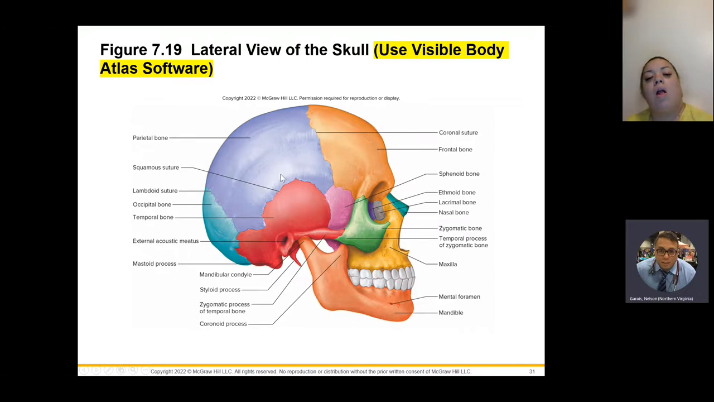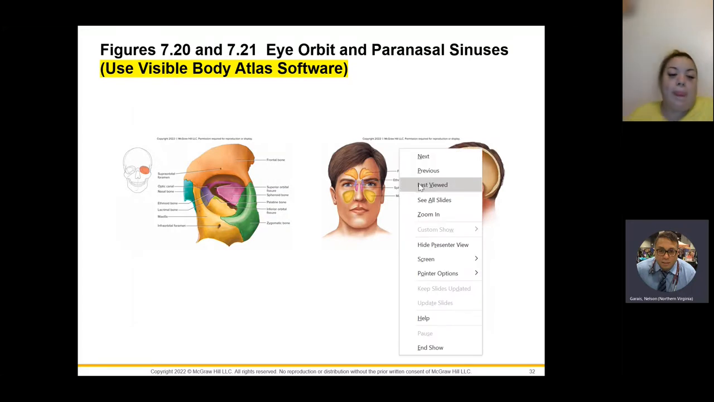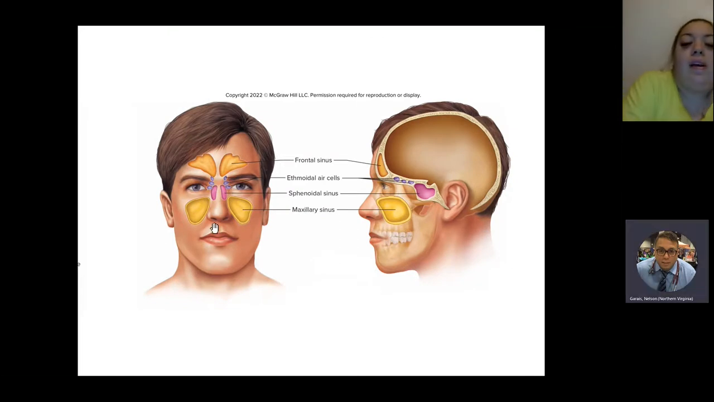All the other stuff, nice to know. Remember, we just want basic. Another thing you'll also notice here is kind of cool. Your head is not solid, right? It has holes in it. And these holes are called sinuses.